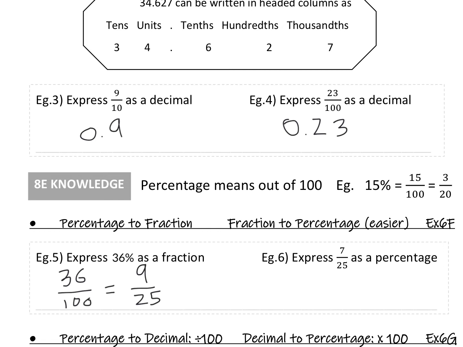Example 6. Express 7/25 as a percentage. So we've got to go backwards this time and try to get it to be out of 100, because a percentage is out of 100. So a wee bit like example 5 actually, you can see to get from 25 to 100, you'd have to multiply by 4. So multiply the 7 by 4 and you get 28. So 28 out of 100 is the same as 28%. They are equivalent.